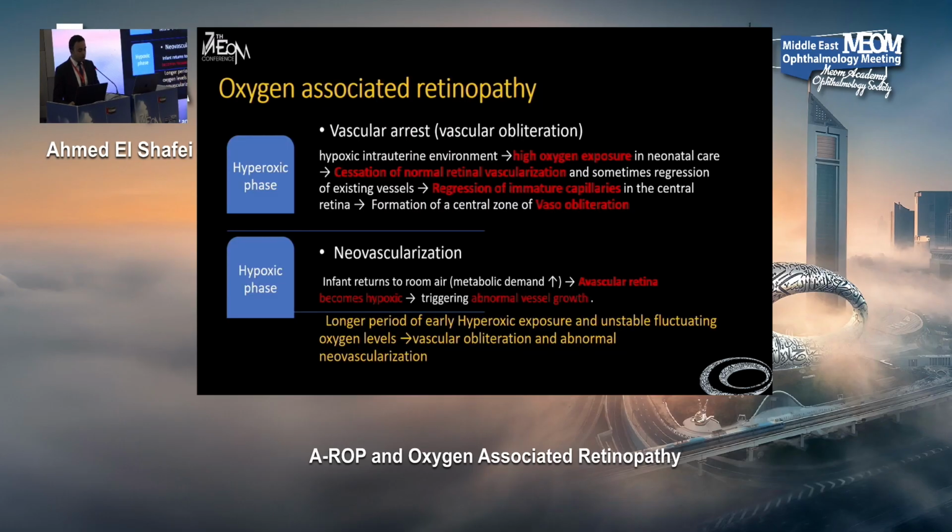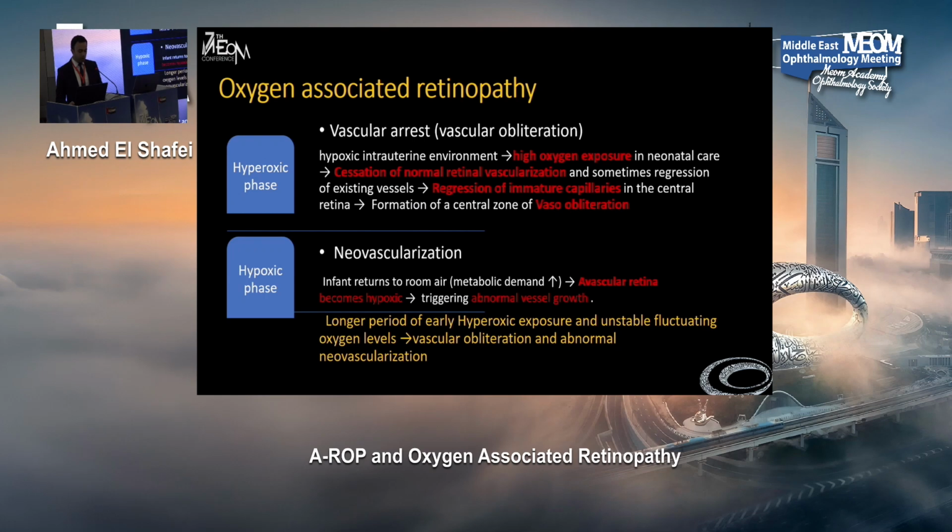Now we're talking about oxygen-associated retinopathy. It mimics ROP, but it can happen in a totally vascularized retina. So it also has a hyperoxic phase and a hypoxic phase. In the hyperoxic phase, high oxygen exposure leads to cessation of the retinal vasculature, regression of immature capillaries, and vasoobliteration, maybe of vascularized retina. In the hypoxic phase, the avascular retina becomes hypoxic, with abnormal vessel growth.